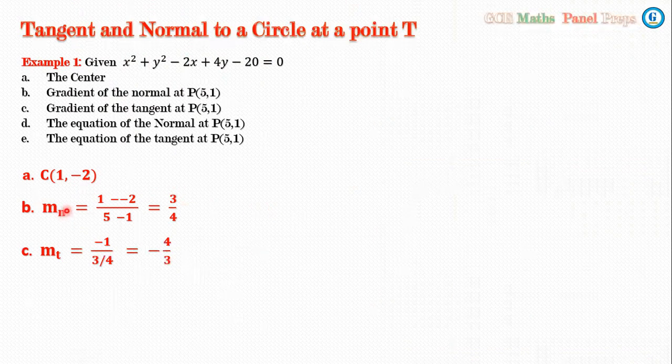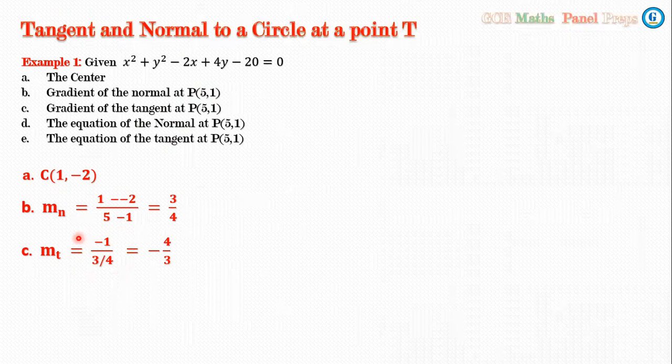Gradient of the normal will be given by, since we already know the center, right? Gradient of the normal will be given by change in y over change in x. So we have 1, this is a 0.51, right? So we have 1 minus 2 over 5 minus 1. So that gives us 3 on 4. Therefore, the gradient of the tangent will be equal to -1 divided by 3 on 4.